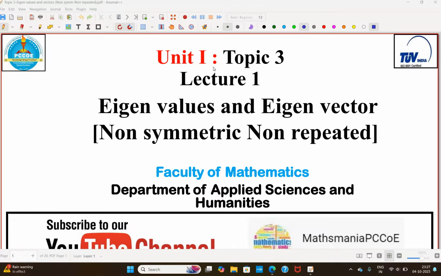And now we are starting with topic 3, which is eigenvalues and eigenvectors. It is a very vast topic. We will start with the basic things first of all, and then we'll try to understand how to find the vector corresponding to the eigenvalue for the given matrix. So let us proceed further.